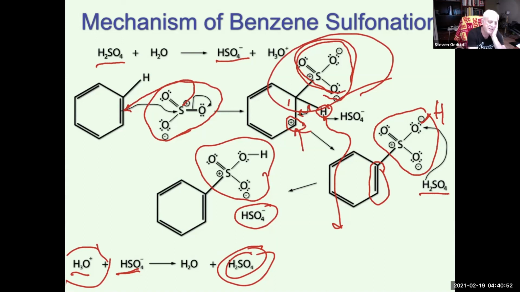And also recognize that any catalyst has to be regenerated at the end of the reaction, or it's not a catalyst. A catalyst does 2 things: it speeds up a reaction and it regenerates, so it is not used up in the reaction.